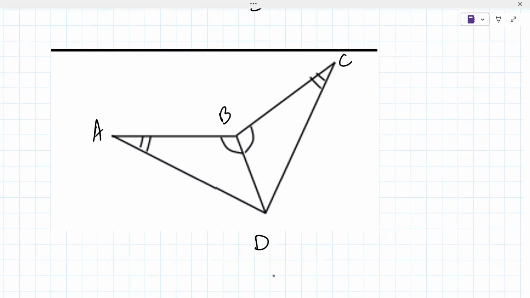Okay, so you pick the triangle you want to start with. Which triangle do you want to start with? ABD or CBD? We can do ABD. Okay, now I'm going to add in one little thing so that this is possible. I'm going to add in those lines there.